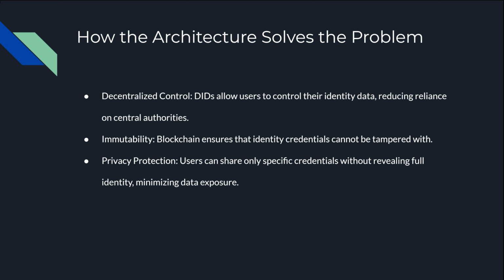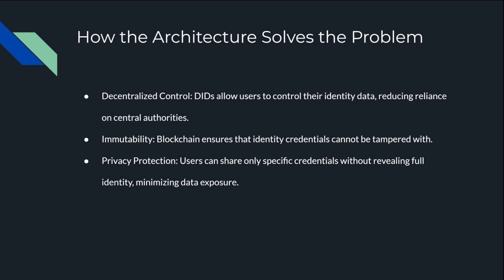How the architecture solves the problem. First, we have decentralized control. By using decentralized identifiers, or DIDs, the architecture allows users to control their own identity data without relying on a central authority. This reduces risks associated with data breaches and centralized points of failure, as control is distributed across decentralized networks. Second, we leverage the immutability of blockchain technology. This means that once identity credentials are recorded on the blockchain, they cannot be tampered with. The blockchain provides an unchangeable, verifiable record of identity data, ensuring security and trust in the system.